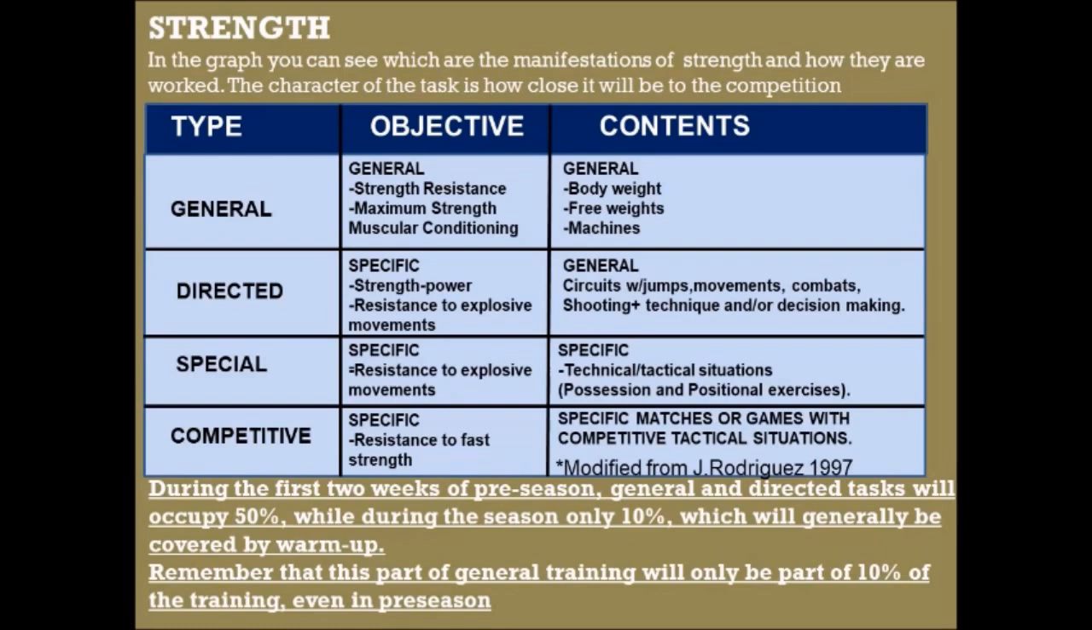So special exercises or tasks will be specific resistance to explosive movements and how they do it, technical and tactical situations, possessions and positional exercises, and competitive, which will now be a competitive type of task or exercise. When we work in strength, it will be specific resistance to fast strength, specific matches or games with competitive tactical situations. During the first 2 weeks of preseason, general and directed tasks will occupy 50%, while during the season, only 10%, which will generally be covered by warm-up.